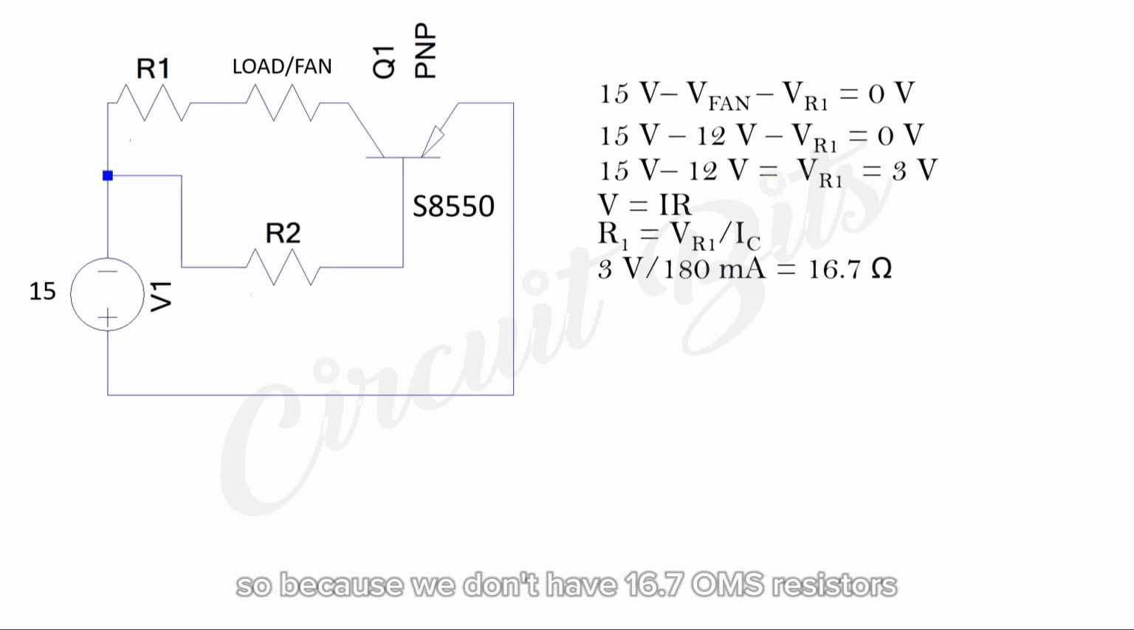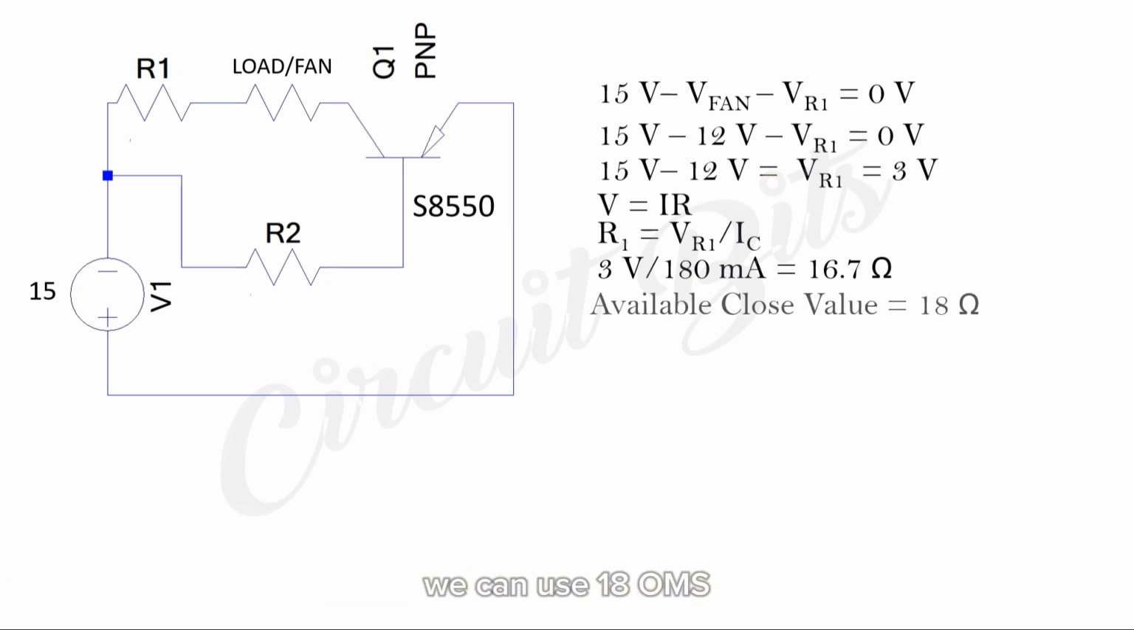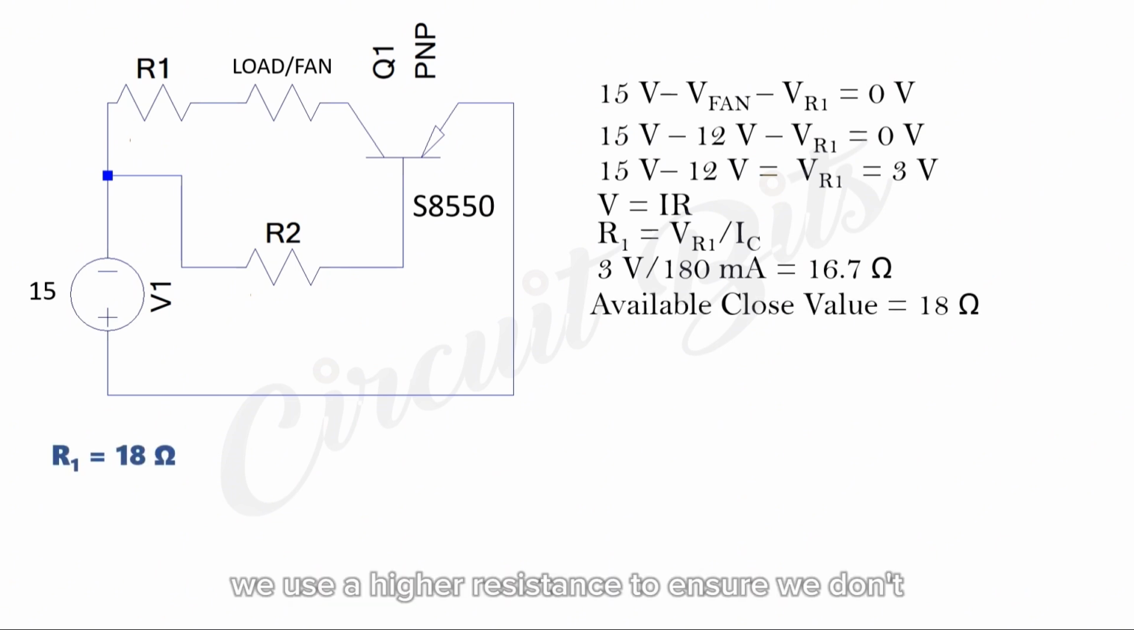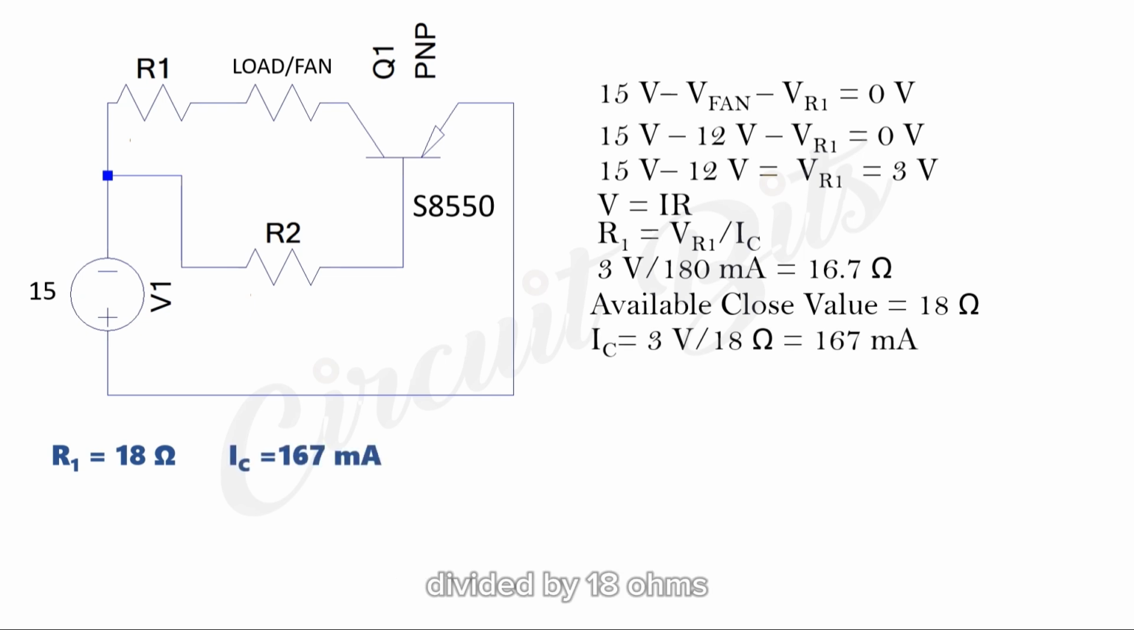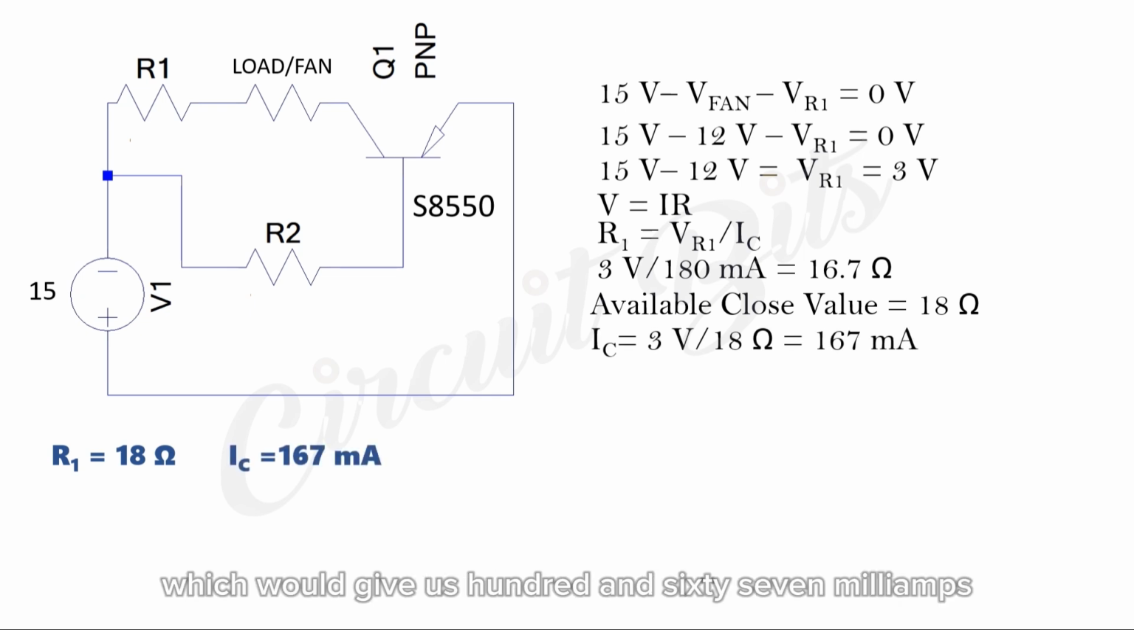Because we don't have 16.7 ohm resistors, we can use 18 ohms. We use a higher resistance to ensure we don't exceed the maximum safe operating current of the fan, which happens to be 0.18 amps. So an 18 ohm resistor will give us 3 volts divided by 18 ohms, which would give us 167 milliamps of current.